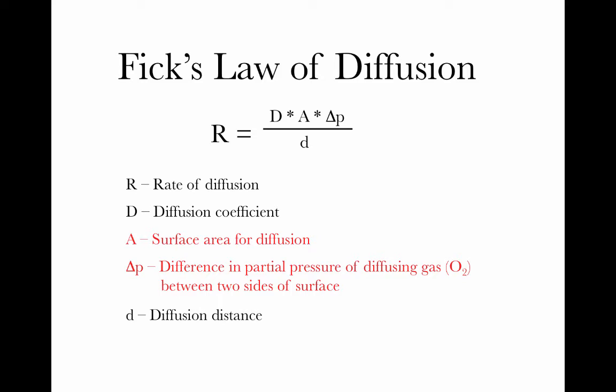And then finally, in the denominator, we have diffusion distance, so that we can see that there's an inverse relationship between the rate of diffusion and the diffusion distance, such that the greater the diffusion distance, the lower the rate, the lower the diffusion distance, the greater the rate. So let's look at these three factors in turn and think about the different structures and adaptations that we see in vertebrates for optimizing each of these different components. We're going to start with the surface area for diffusion.